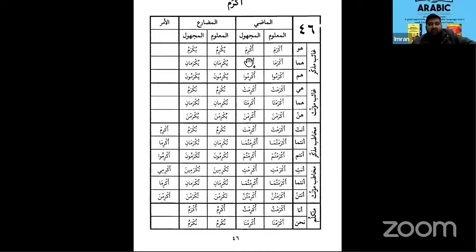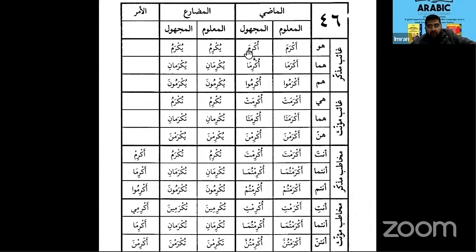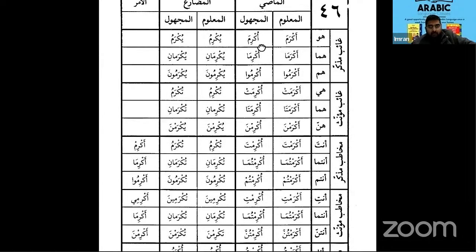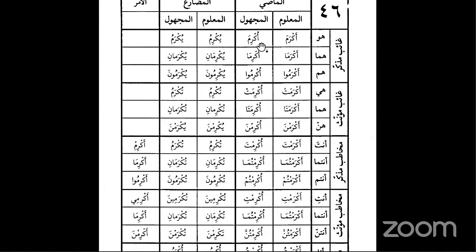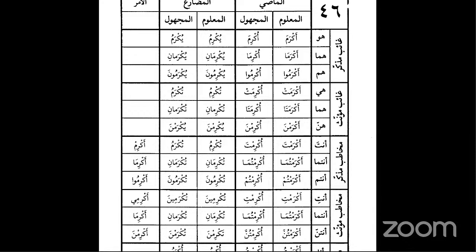Correct. And then the fi'l madi majhul, it's ukrima. So the kaf, which had a sukoon in the past tense, remains with a sukoon. The letter before the last, which is the ra, is given a kasra. And the previous letter, whatever is before them, whether it be a 3-letter verb or 4 letters before the ra, will be given a dhamma. So ukrima is the past passive tense. In translation, that would be? He has been respected. Who by? We don't know.